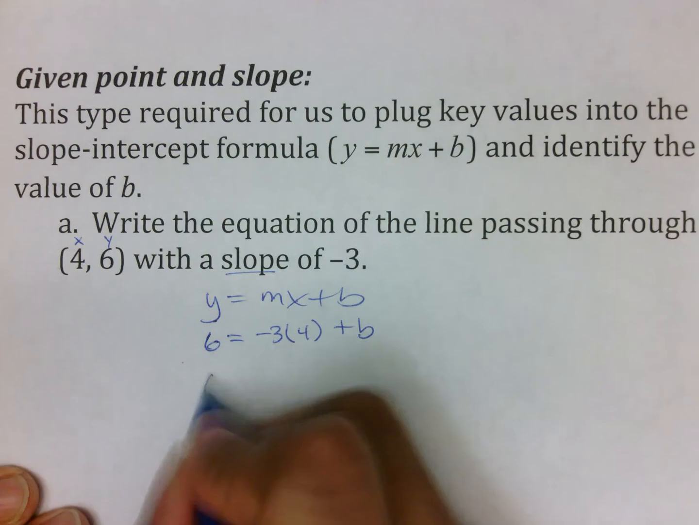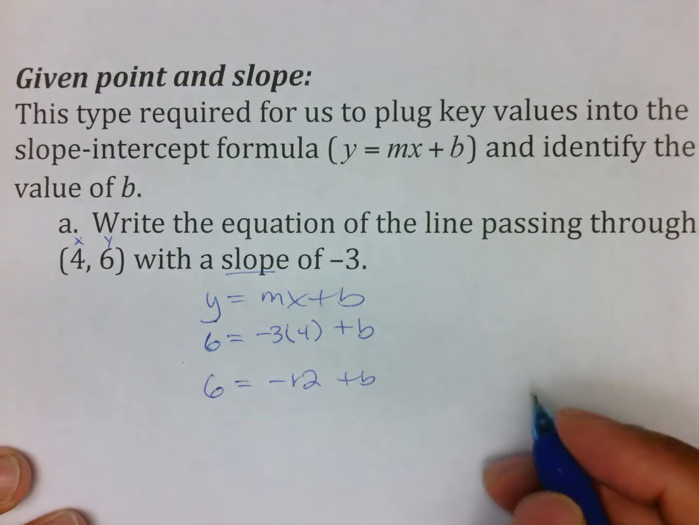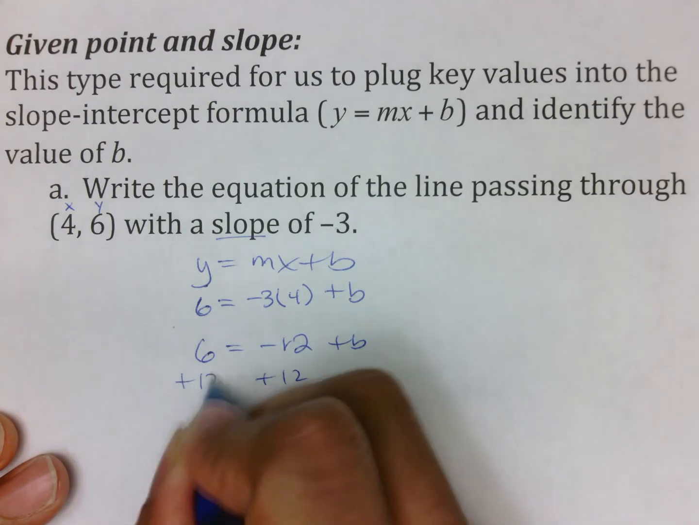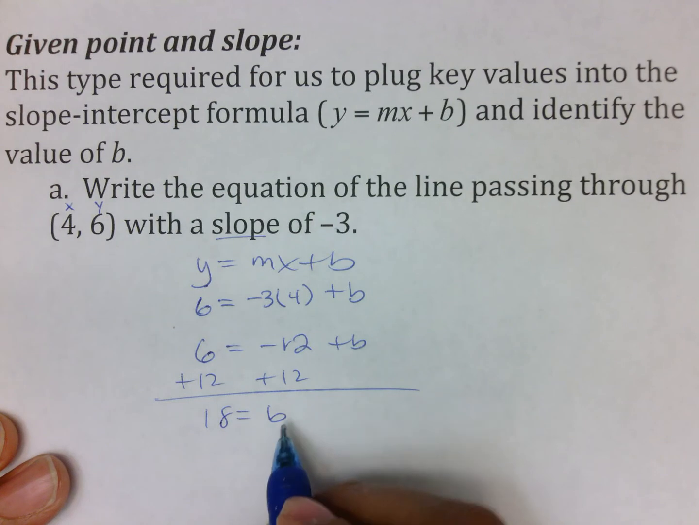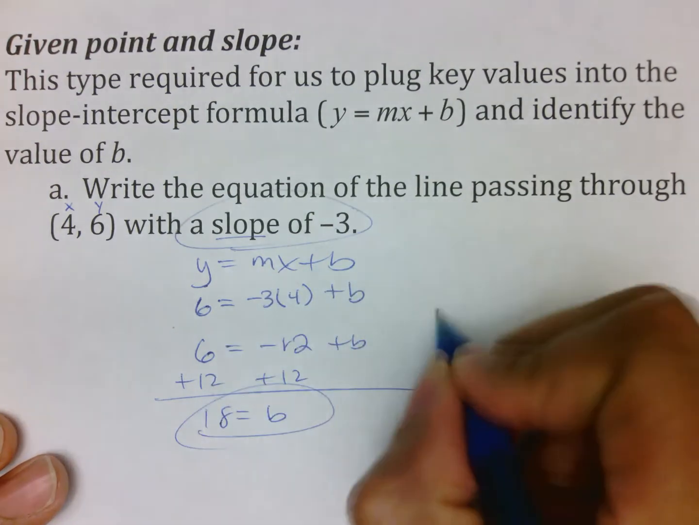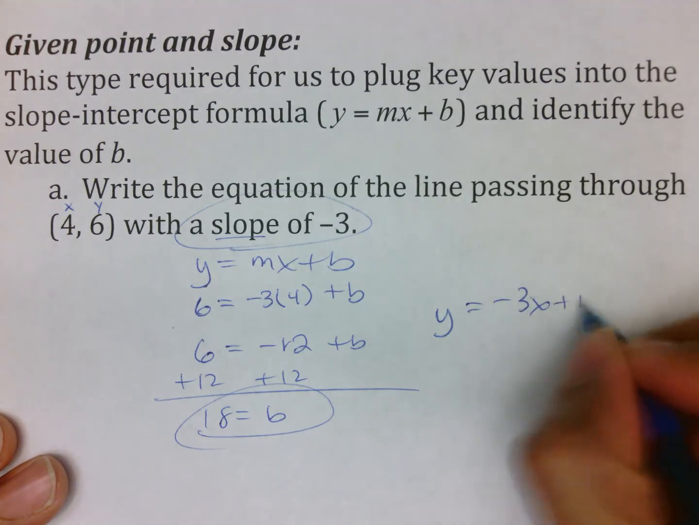And then we ended up with 6 equals -12 plus b. And then we solve for b by adding 12 to both sides, which gave us 18 equals b. And once we found b, remember now we put the b in with the m, and our final answer was y equals -3x plus 18.